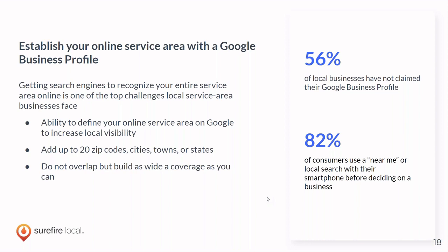You have the ability to define your online service area on Google to increase local visibility. From within there, you can add up to 20 zip codes, cities, towns, or states. Do not overlap, but build as wide a coverage area as you can.